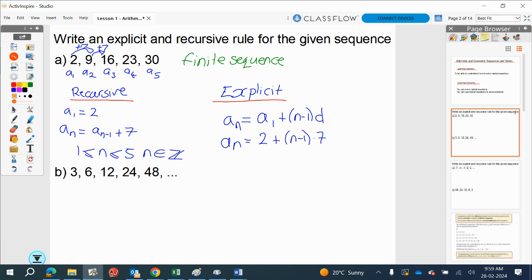Times 7, sir? Well, yeah, it's n minus 1 times 7, but we're adding. So for the first term in the sequence, we don't need any lots of 7 adding. We need this to be 0 and disappear. For the second term in the sequence, we need 1 lot of 7. So 2 minus 1 gives us 1 lot of 7. For the third term in the sequence, we need 2 lots of 7. 3 minus 1 is 2, 2 lots of 7, gets us to what we want.